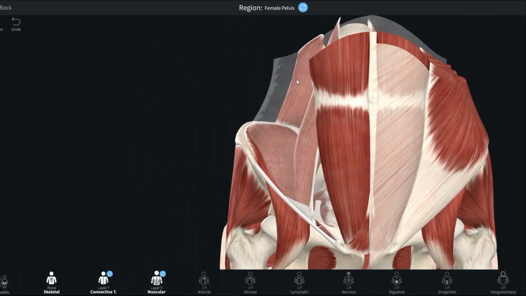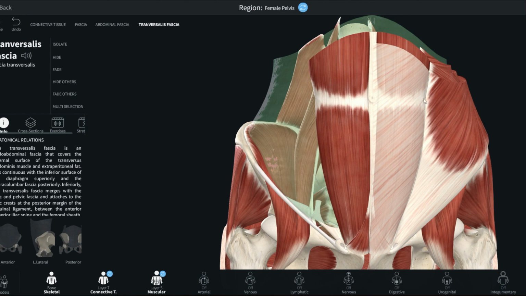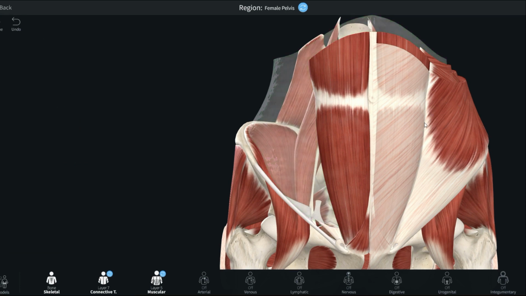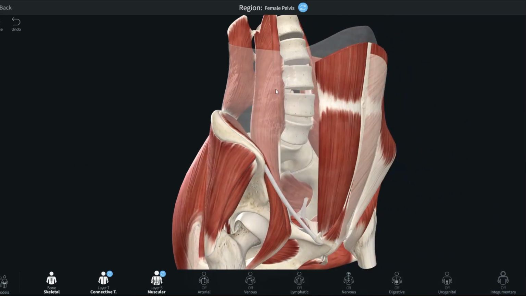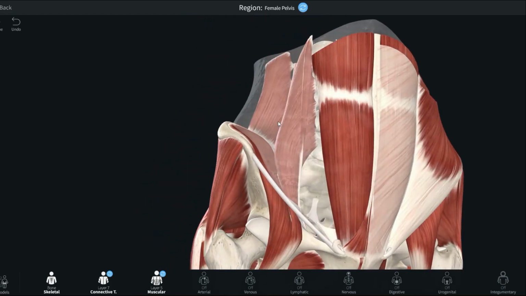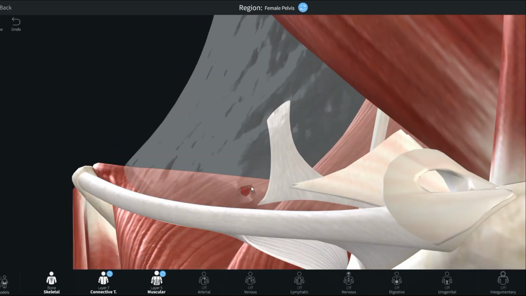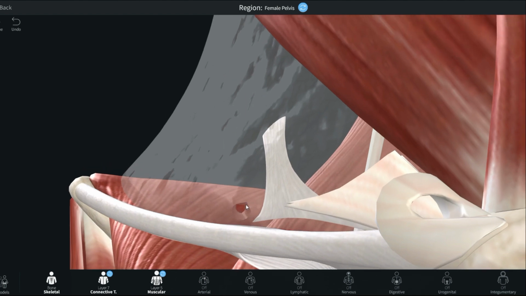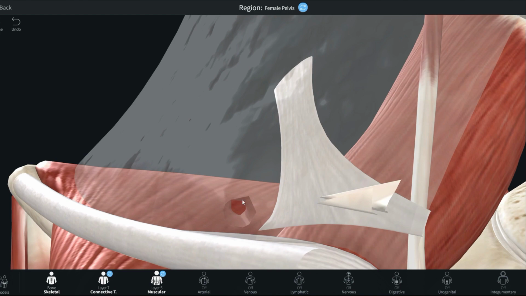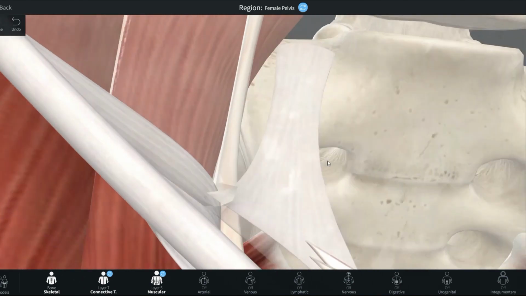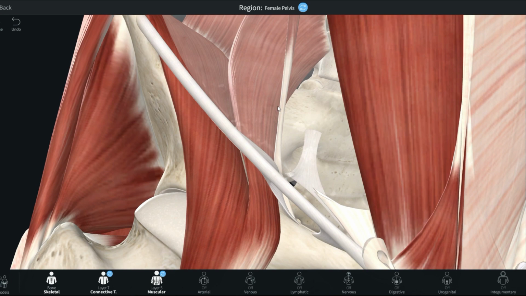See, I have exposed this fascia, which is the fascia transversalis. Over this side, the fascia transversalis is not exposed, so we get the overall idea that all these muscles are covering it. But on the exposed side, we can see the fascia transversalis. Now look how on the fascia transversalis there is this opening over here. Can you see the opening?